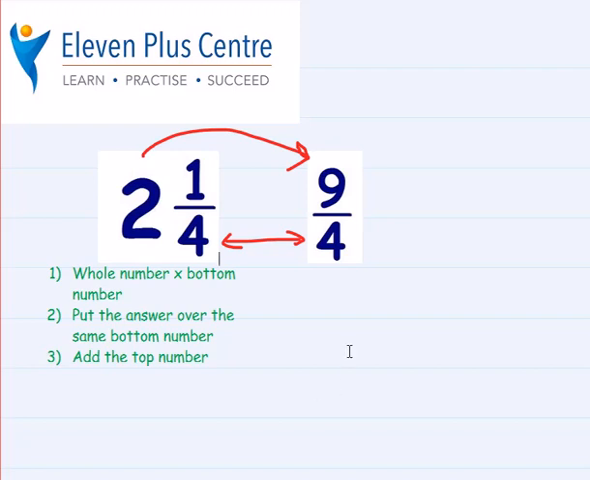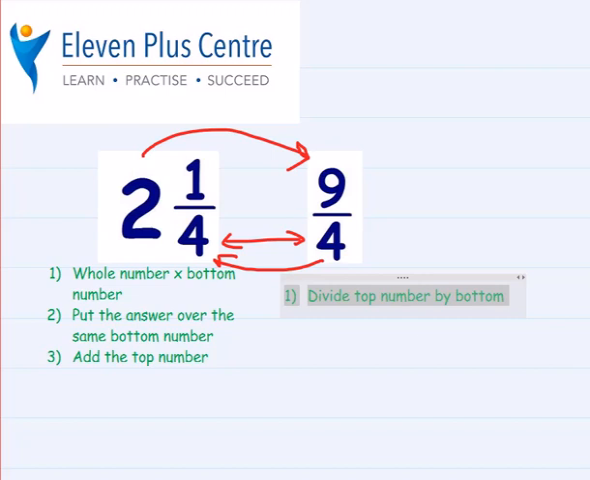There is also a method that we can use to convert the improper fraction into a mixed number. Again, these are also three steps. The first step is to divide the top number by the bottom number. So 9 divided by 4 is 2. Or how many 4s are there in 9? There are 2 4s in 9. So that's where this big 2 comes from.